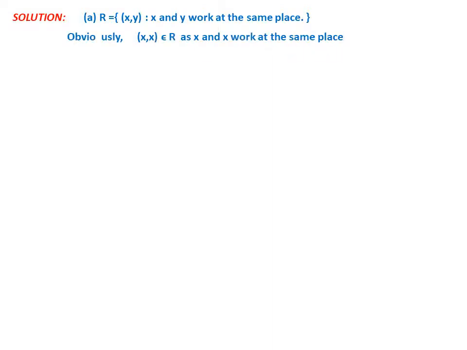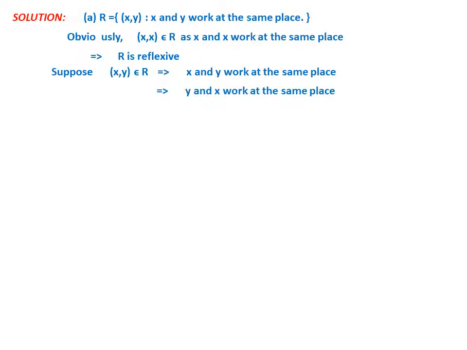Obviously (x, x) belongs to R, because x and x work at the same place. So definitely it is reflexive, so R is reflexive. Now is it symmetric? Suppose (x, y) belongs to R. This implies x and y work at the same place. This also implies y and x work at the same place. So (y, x) belongs to R. So definitely it is symmetric. Therefore R is symmetric.